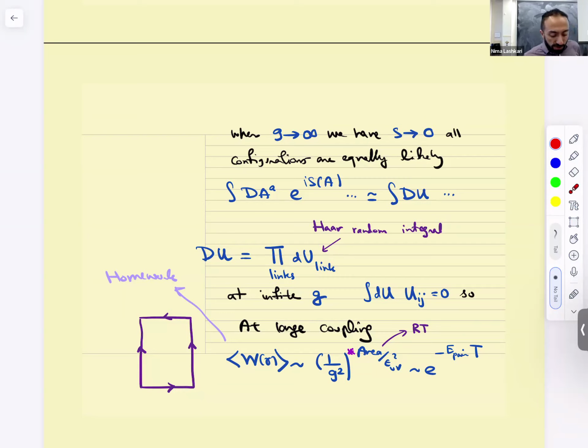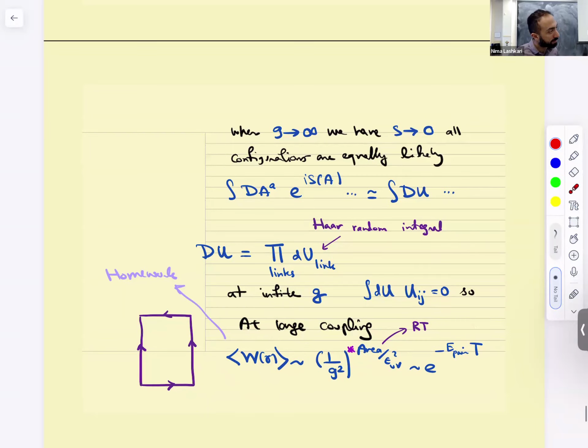So what is the outcome of your homework problem? At large coupling, there is something called strong coupling perturbation theory. You have a sense of it? Maybe not yet, but hopefully after we do the homework, you'll get a sense of it. This becomes 1 over g squared to the power of area over epsilon UV squared. This is going to be e to the power of minus the energy of the pair, times T.